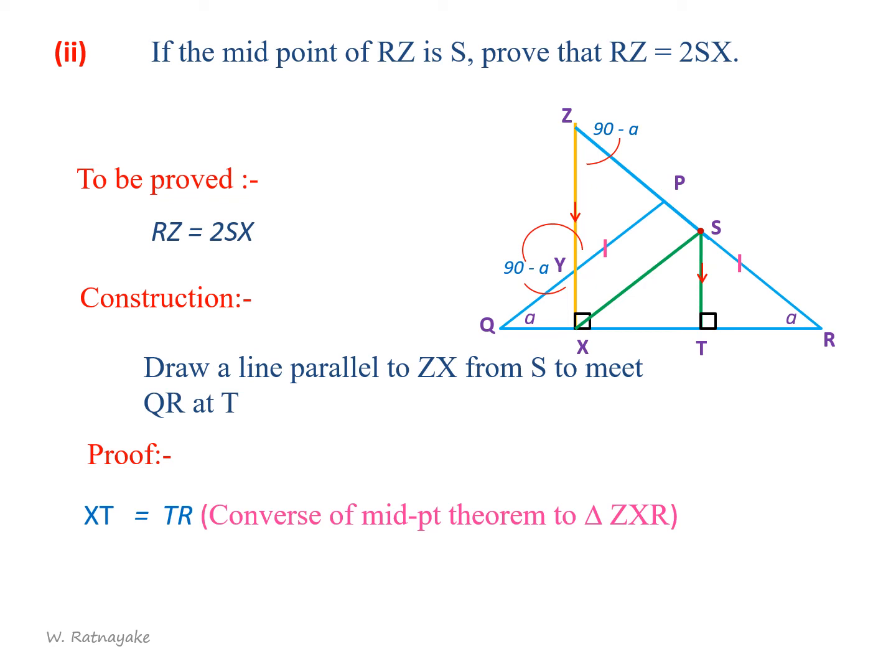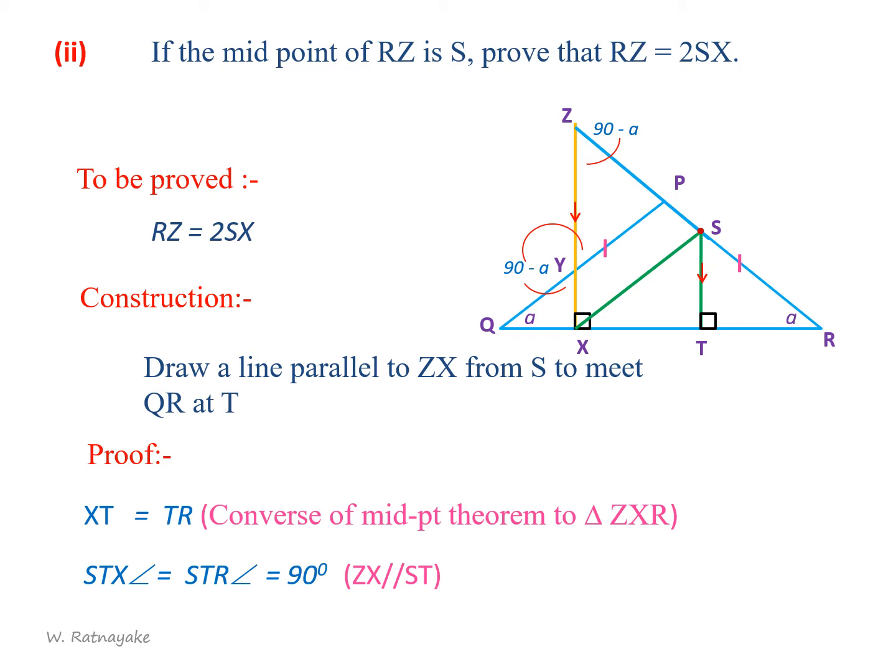Now if they are congruent, SX and SR are equal. Now we have found a side which should be equal to SX. From that method, we can go to the end of the proof. So now we have to write it.